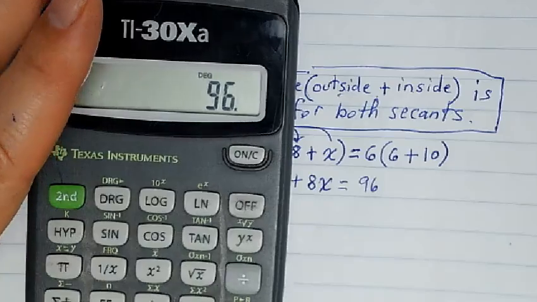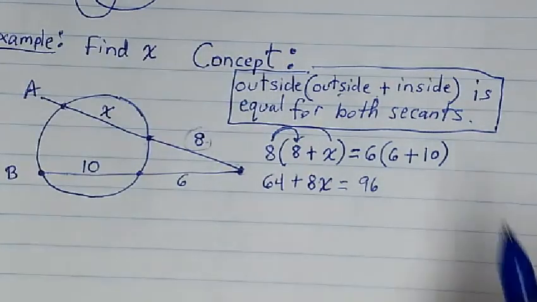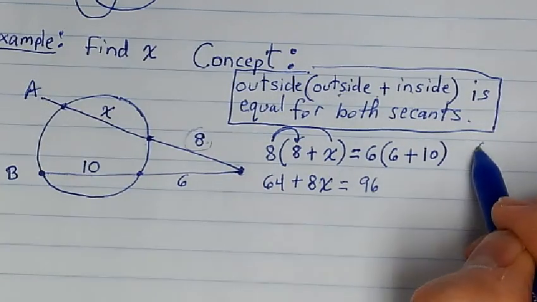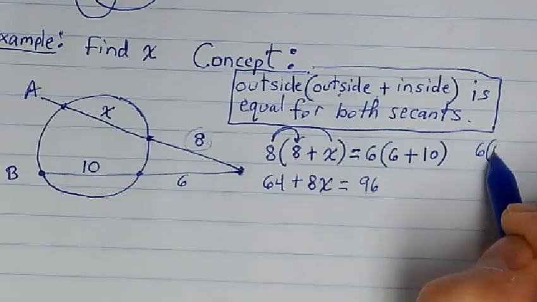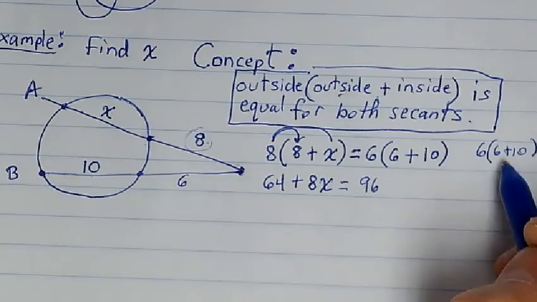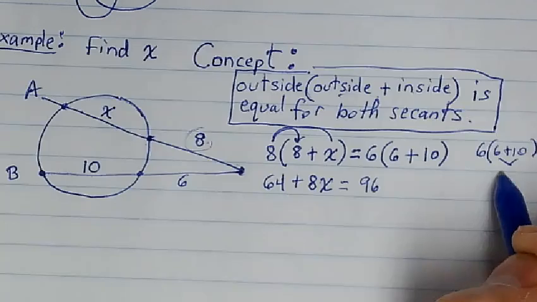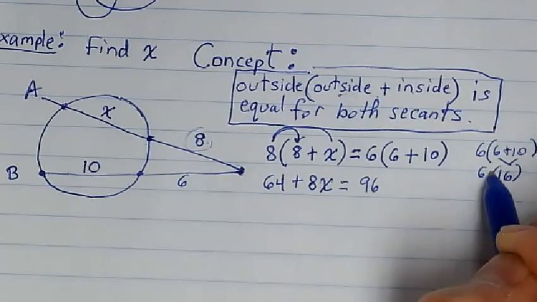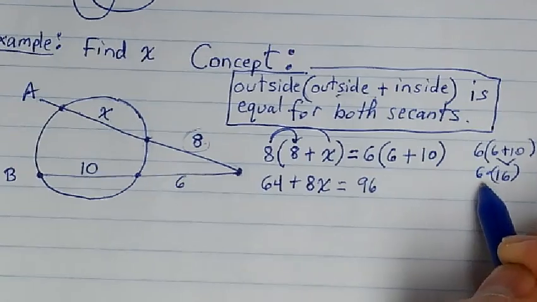And if you want to use the old-fashioned way, and you have 6 open parentheses, 6 plus 10, remember, 6 plus 10 is really what? And then you still got to multiply it by 6. That's still going to give you 96.